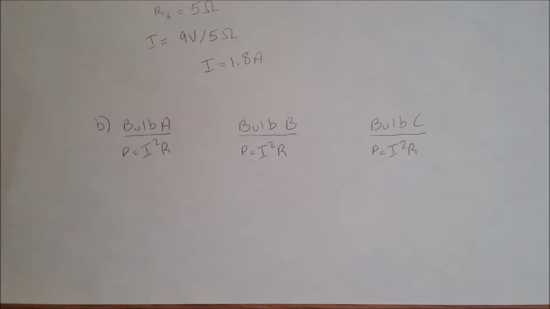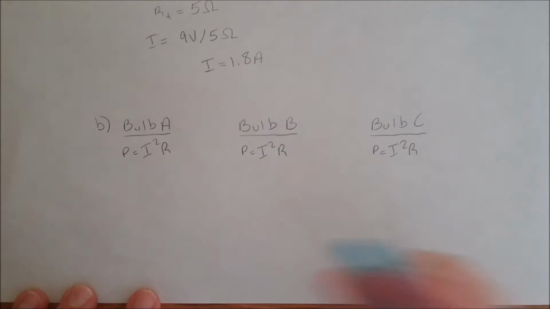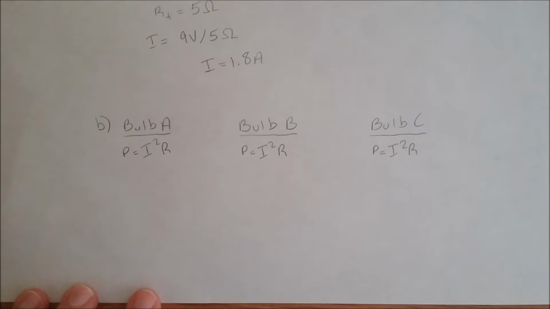Part B then asks us to find out which light bulb is the brightest. To see which light bulb is the brightest, we have to calculate the power of each bulb by squaring the current and multiplying that by the resistance for each bulb. So we use the equation P equals I squared times R.